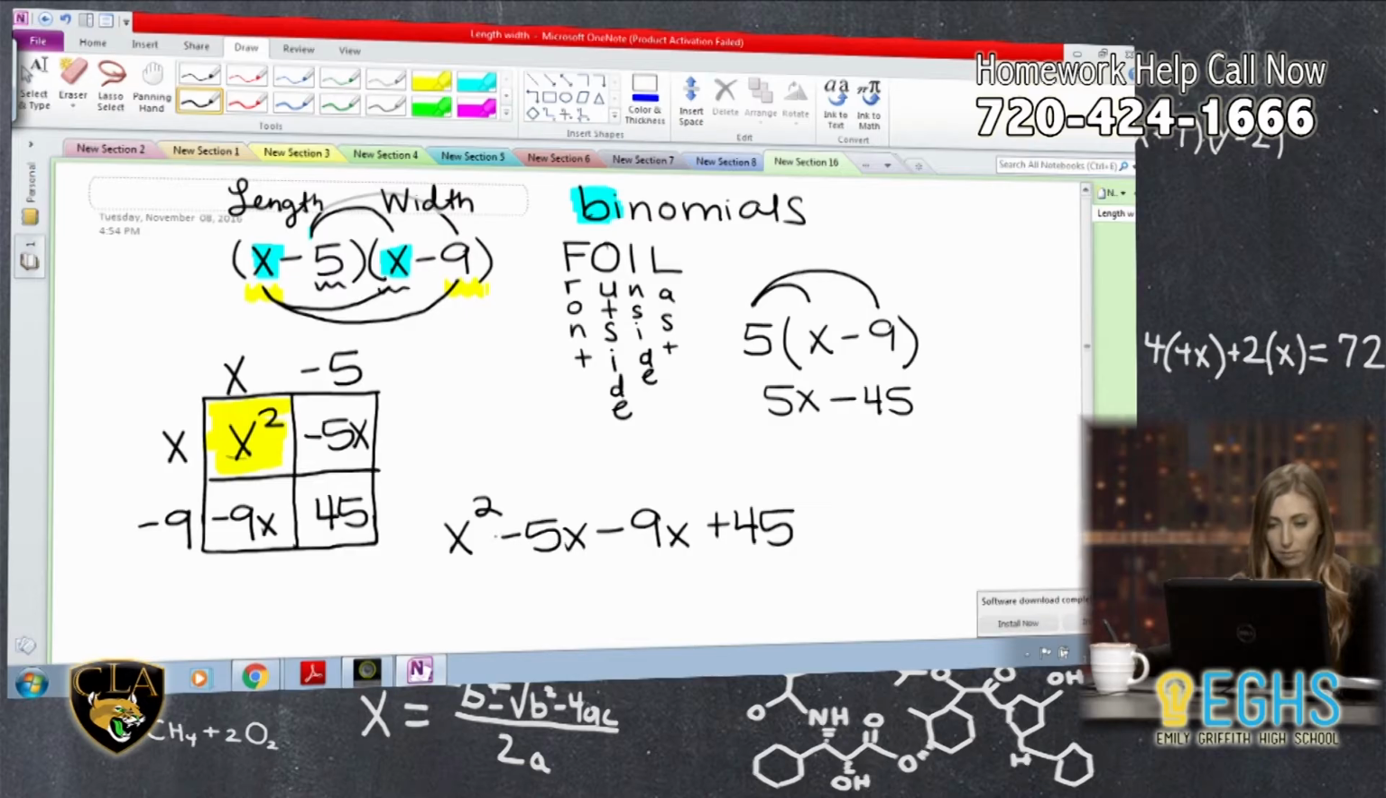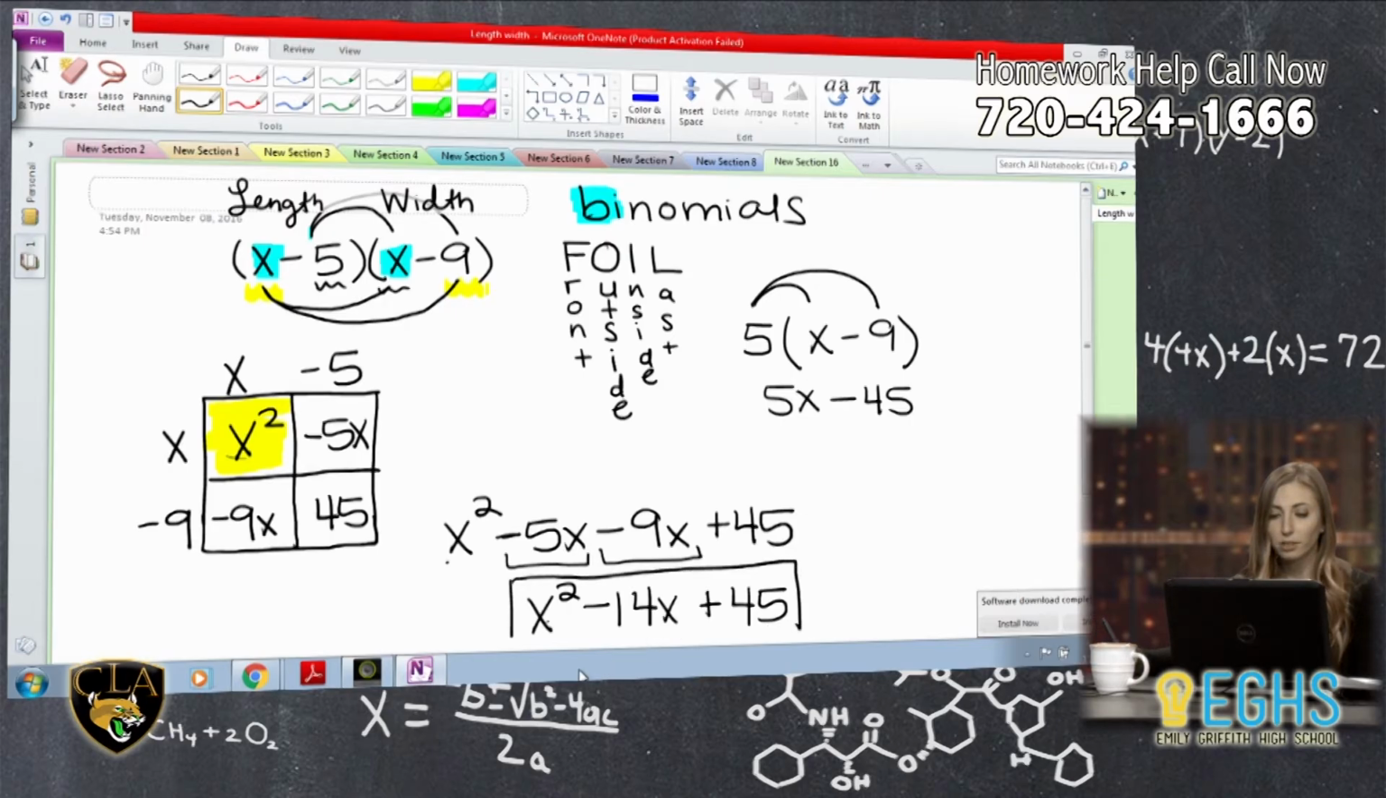And then, as with anything, we would want to simplify as much as we can. So we would combine any like terms, which would be negative 5x and negative 9x. Those are like terms. So combining them, I have x squared minus 14x plus 45. Now, at this point, there are no more like terms. That's as much as we can simplify this product. So this is what we get when we multiply these two binomials together. So there you have it.